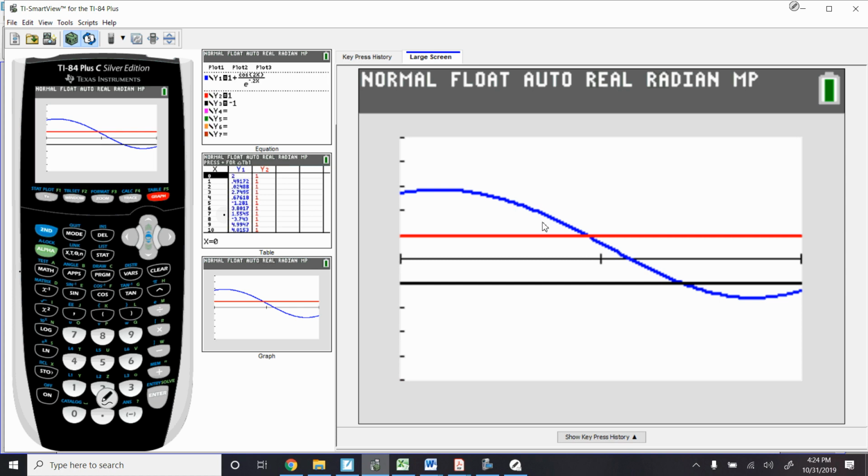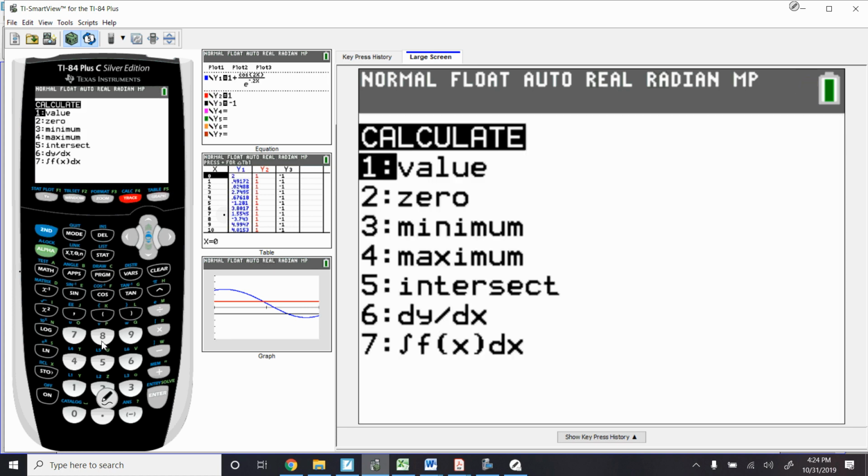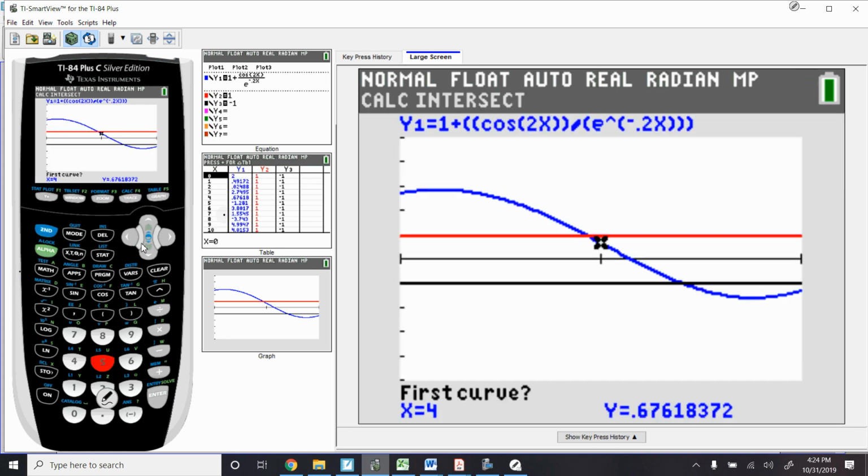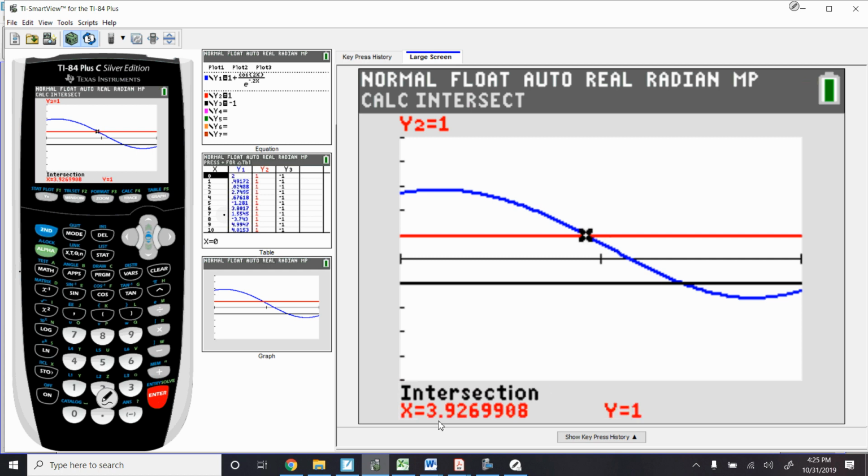Okay. So what I need to do is I need to find the time right here and the time right here. I'm going to find that by using intersect. So I'm already close to my first intersection on my first curve, so I'll hit enter here. That's close enough. I'll hit enter here and enter one more time. So my first time is 3.927.